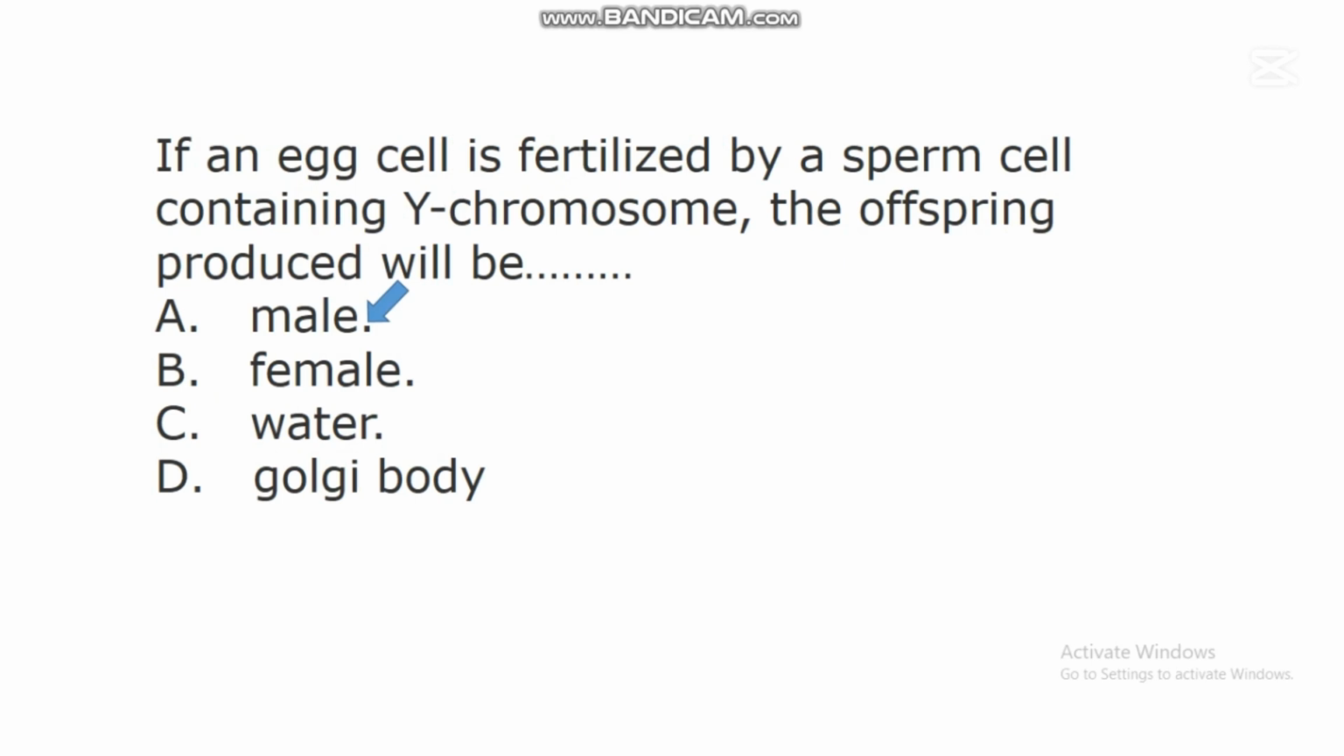So anytime that an egg cell is fertilized by a sperm cell containing Y chromosome, the offspring produced will be male, because we have already said that the egg cell contains X chromosome. Each egg cell in a woman contains X chromosome, and if the egg cell is fertilized by a sperm cell containing Y chromosome, it will result in production of offspring that is male.